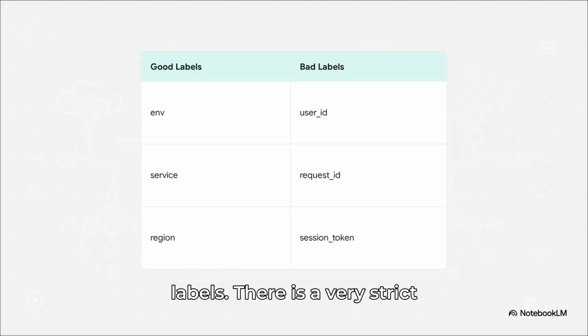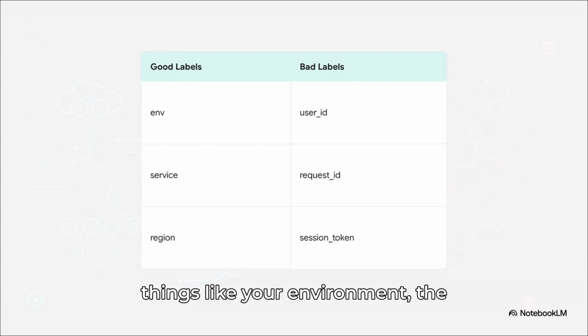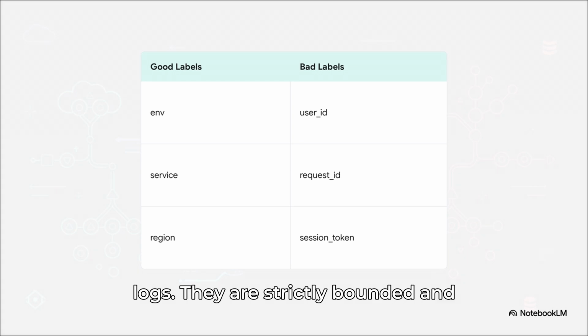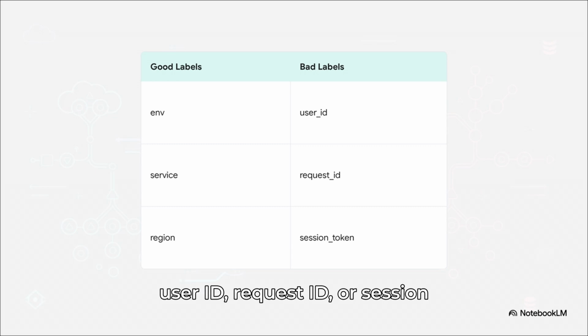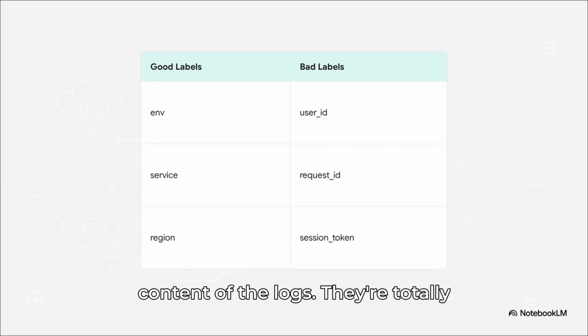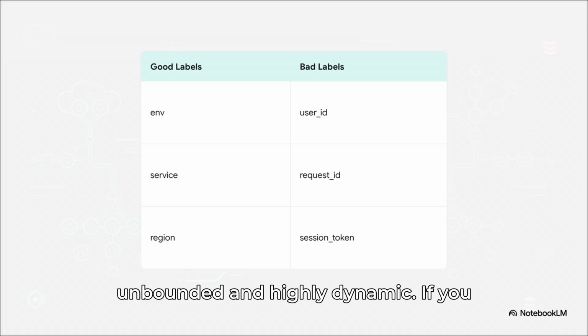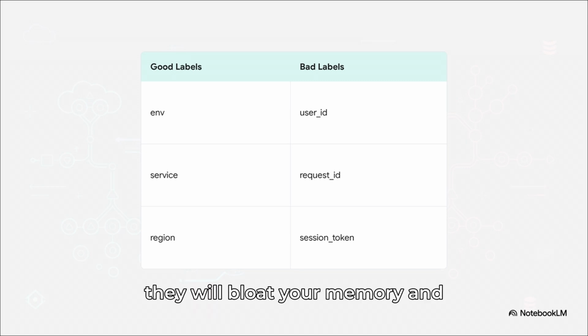Which brings us to part 3, good versus bad labels. There is a very strict line in the sand when it comes to what data is actually permitted inside a label. Good labels, things like your environment, the service name, or the region, these describe the source of your logs. They're strictly bounded and static. You generally know how many environments you have, right? But bad labels, things like user ID, request ID, or session token, these describe the content of the logs. They're totally unbounded and highly dynamic. If you use these as index labels, they will bloat your memory and fracture your data, for sure.